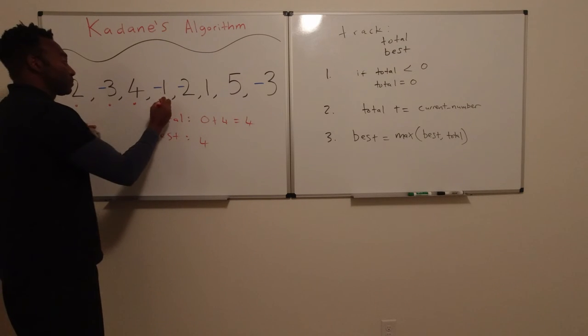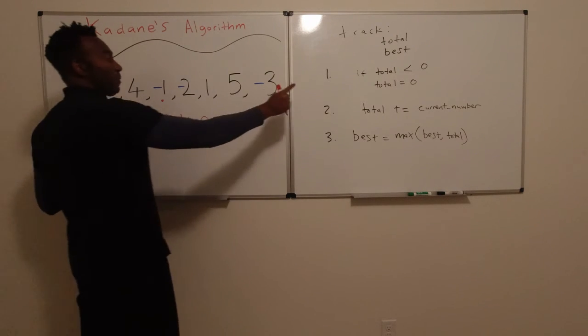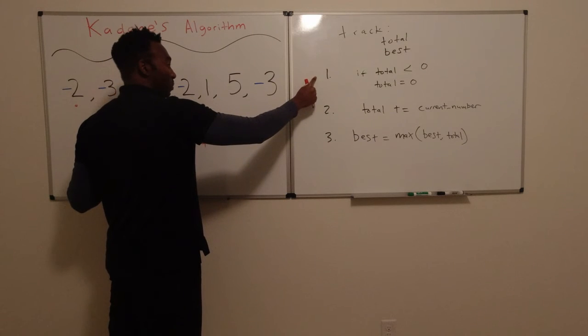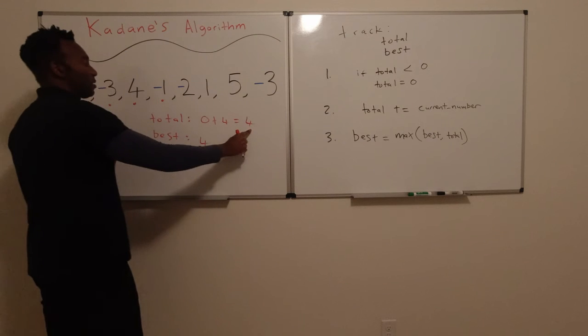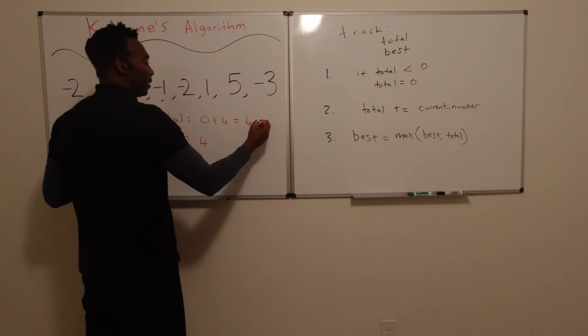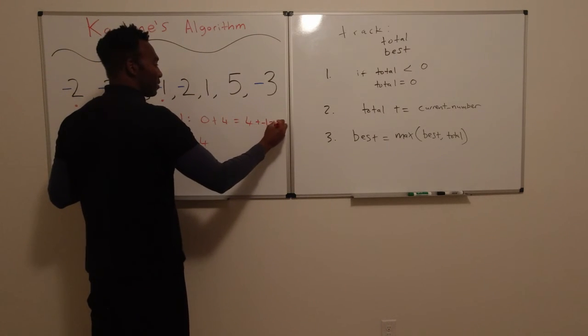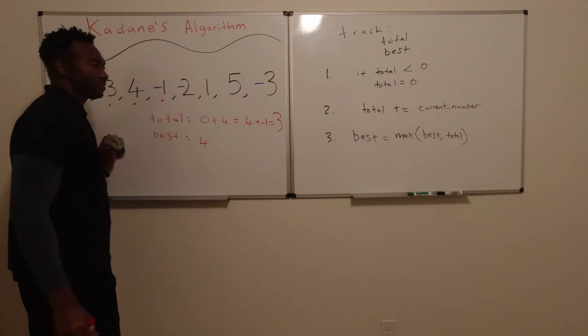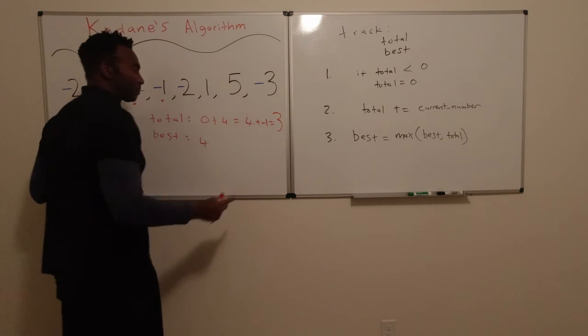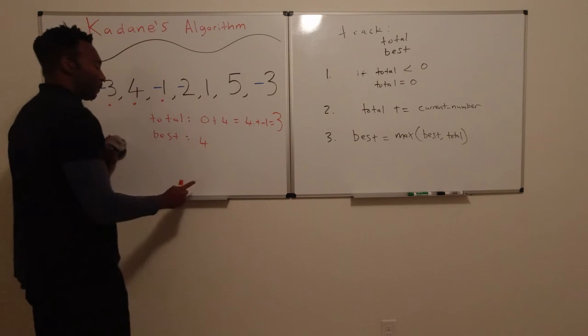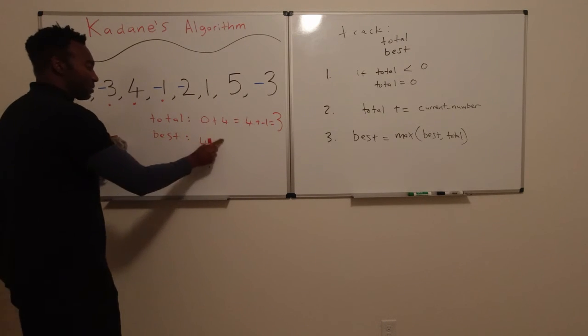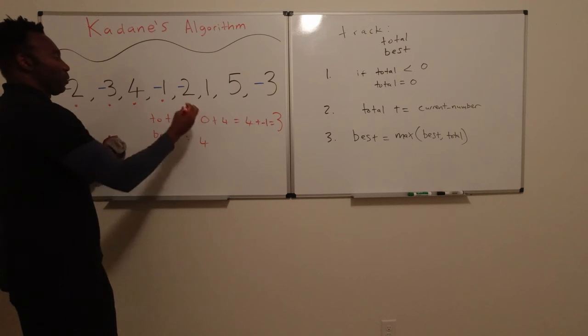We have negative 1. Do we have a negative for the total? We don't. So move on to the next step. We take the total, which is 4, add that to negative 1. 4 plus negative 1 is going to give us 3. Step 3 is to take the max between 4 and 3. 4 is larger, therefore we keep best the same. Move on to the next number.